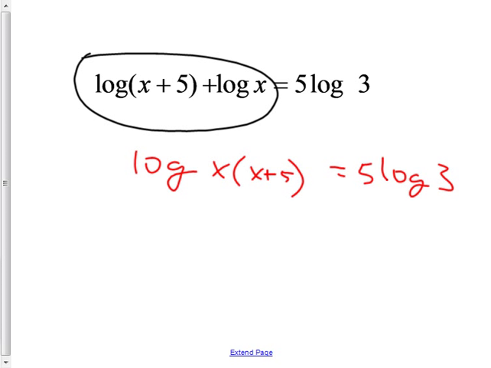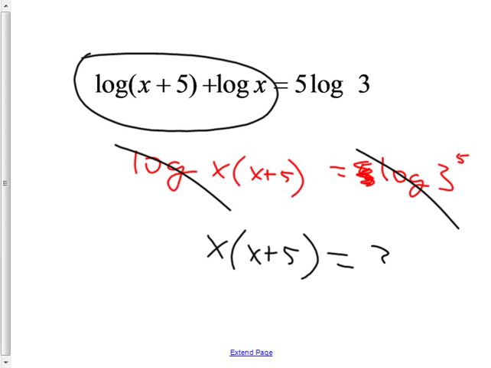Because, see, I can't cancel a plain log and a 5 log. That's not okay. They got to be the same exact thing. So how do I get rid of the 5? Yes, this 5 can go here as a power. Now I can cancel. Cancel, cancel. And now it's x times x plus 5 has got to equal 3 to the 5th.